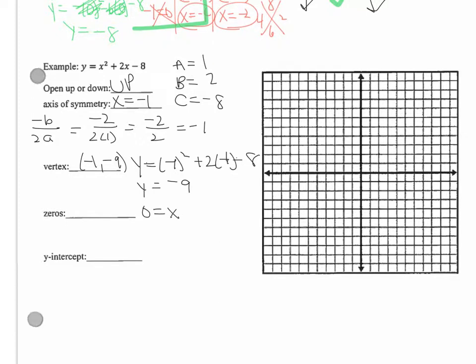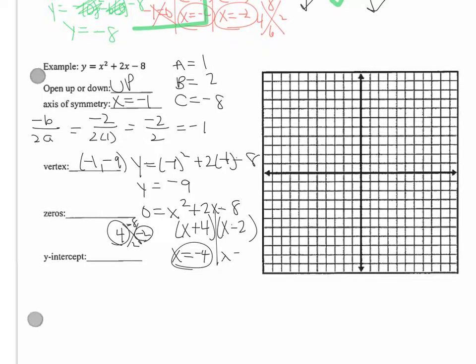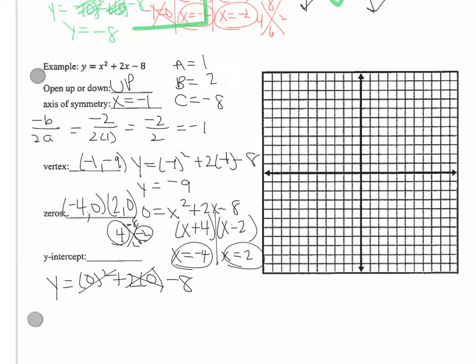I'm going to plug 0 in for y. And I'm going to factor. Factors of -8 that make 2: 4 and -2. So I have x plus 4 and I have x minus 2. Because I have an equal sign, I got to split it up. x equals -4, x equals 2. So I have -4, 0, and I have 2, 0. Y-intercepts, plug 0 into all my x's. What am I left with? -8.